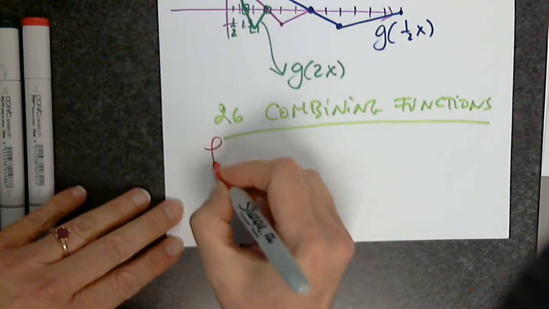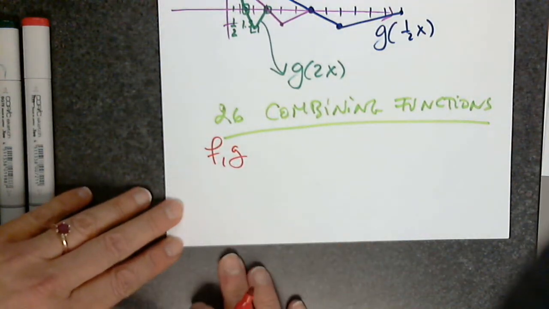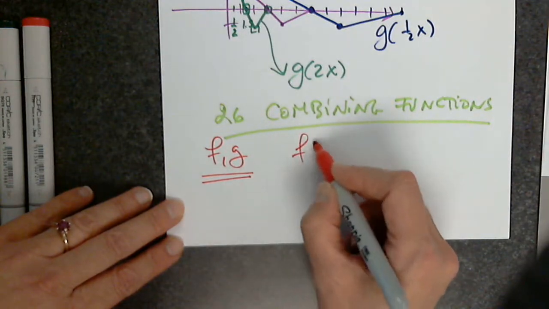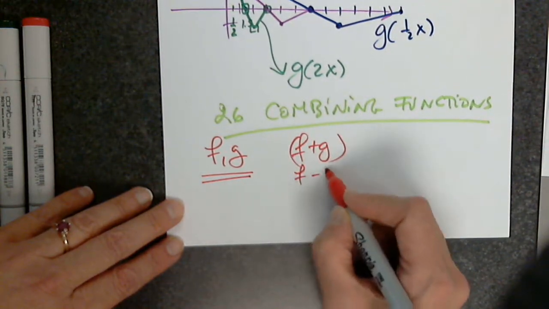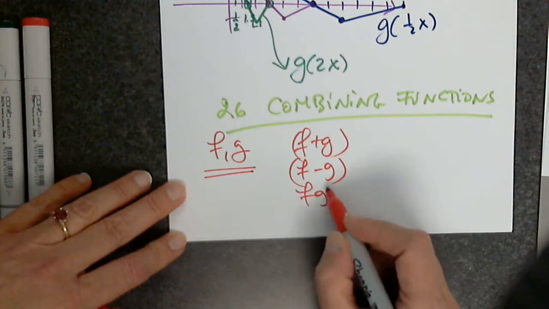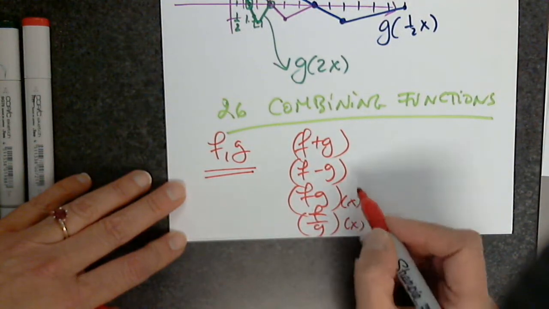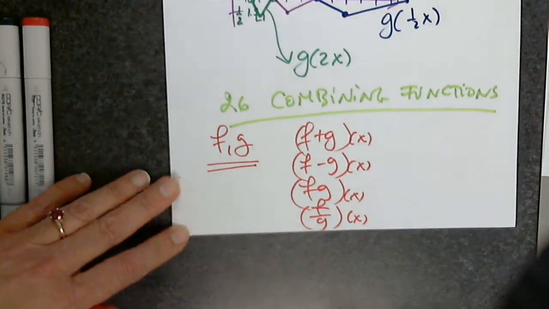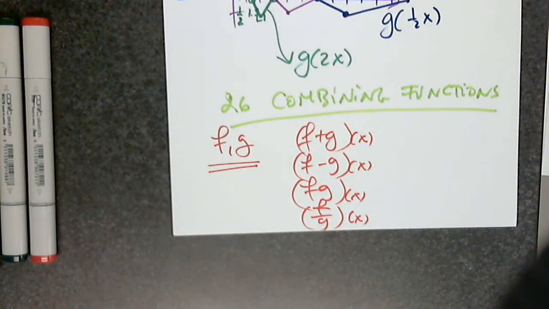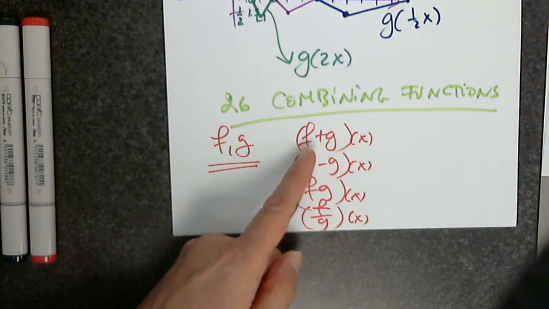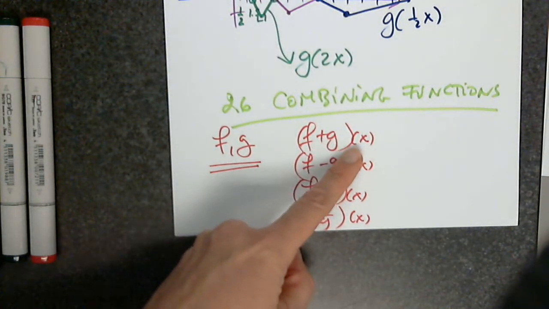So assuming I'm given f and g, if I'm given these two functions, I can create this function, this function, this function, and this function. We did this in the previous class as well. So what does this mean, really? How do I read it, first of all? I read it like this: f plus g of x.